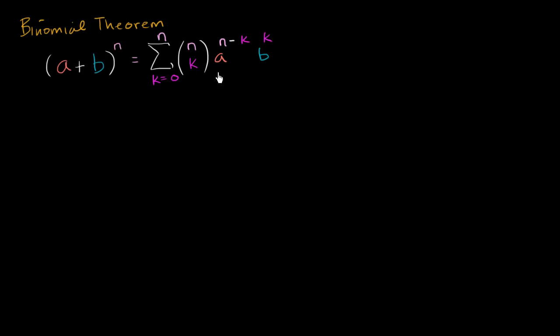Now this seems a little bit unwieldy, and let's just remind ourselves what n choose k actually means. If we say n choose k, we remember from combinatorics this would be equal to n factorial over k factorial times n minus k factorial. Let me color code this. n minus k factorial.